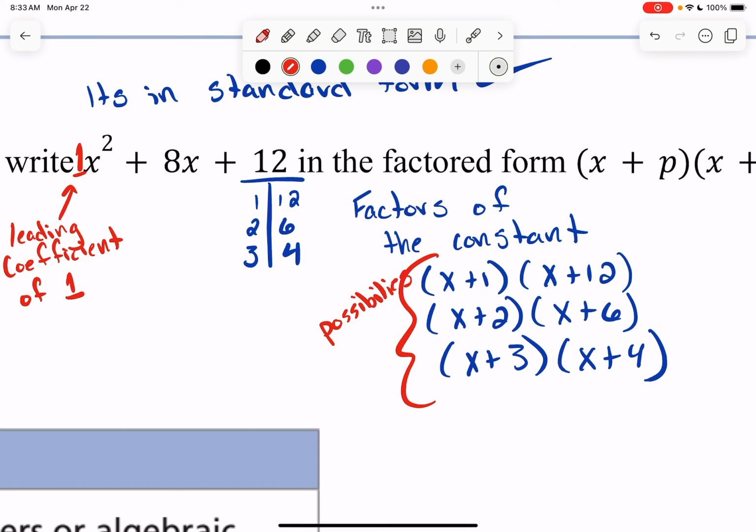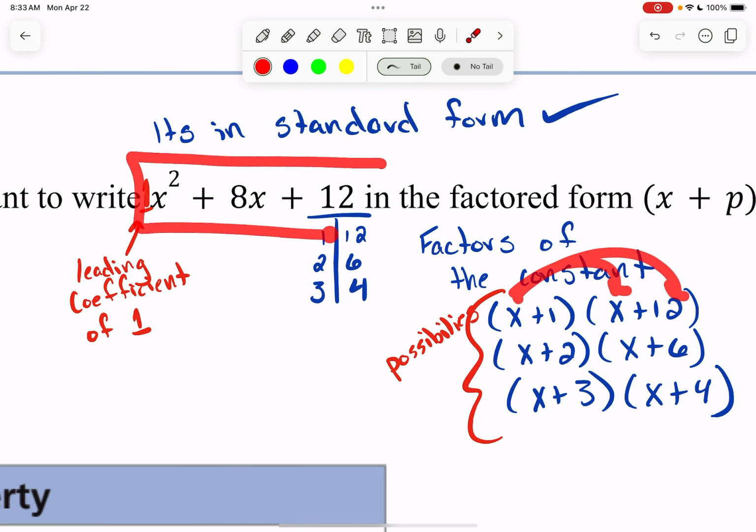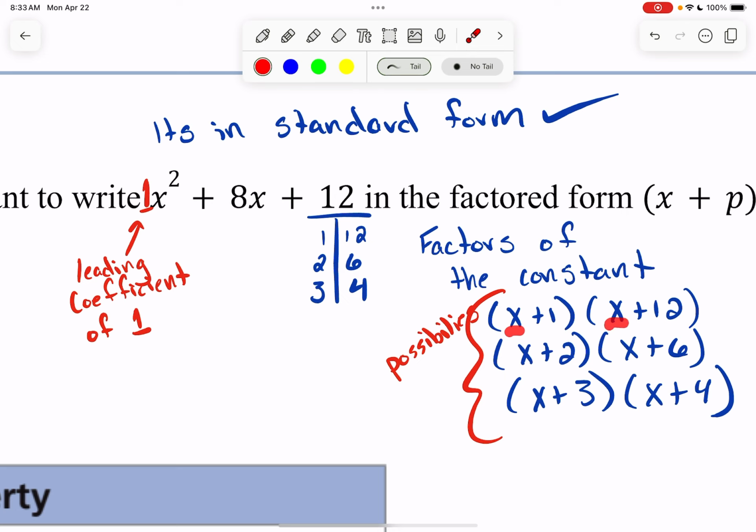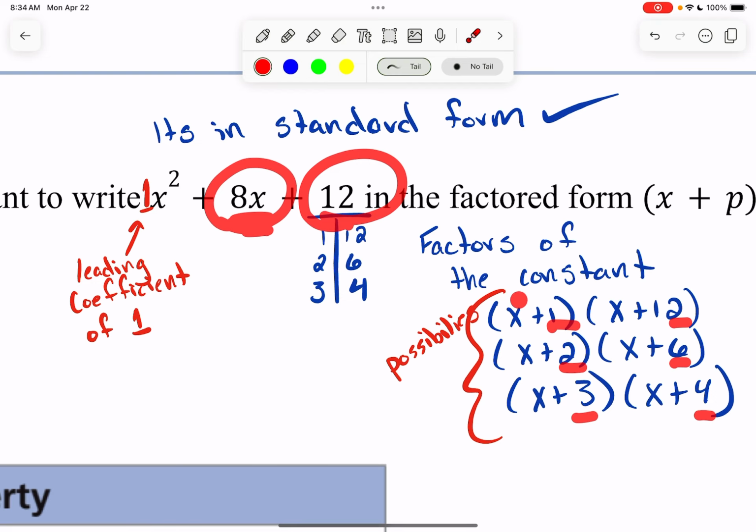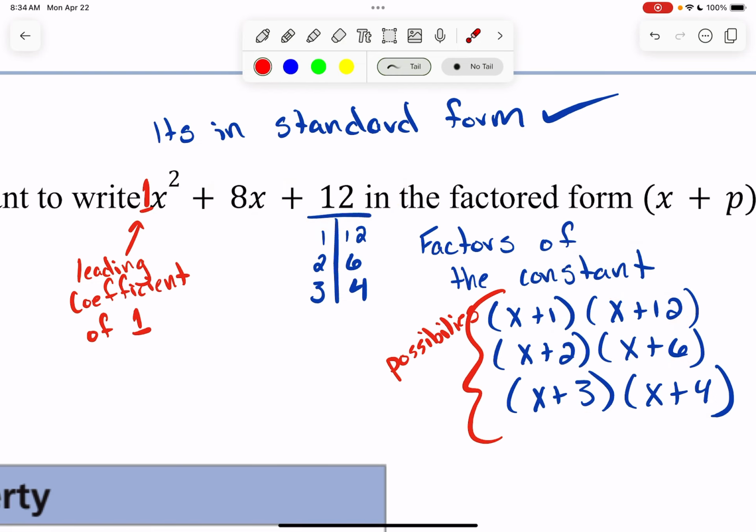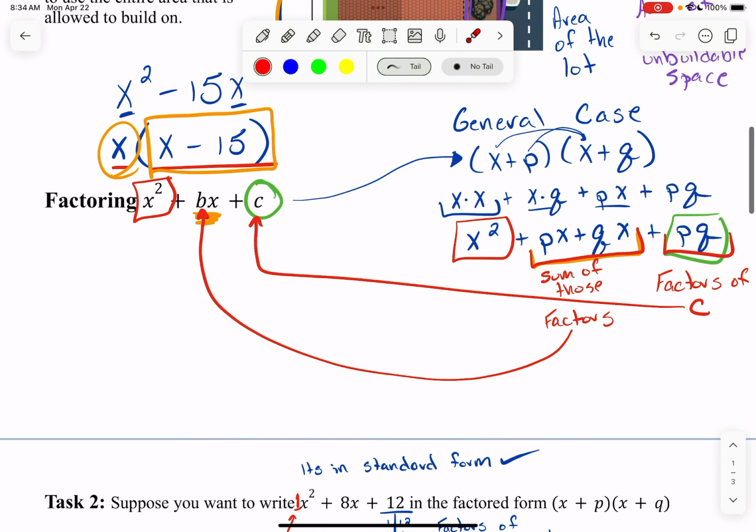Okay, now for me to decide which one works, I could list all the possibilities out and multiply, distribute, to see which one actually gets me back to here. Basically, I know all of these are going to give me an x squared for the first term. And all of these are going to give me a 12 for the last term. I'm double checking the middle term. I'm trying to get to 8x in the middle. Okay, so I can check them all out, but we know from this pattern up here that the middle term just comes from the sum, adding these two numbers.